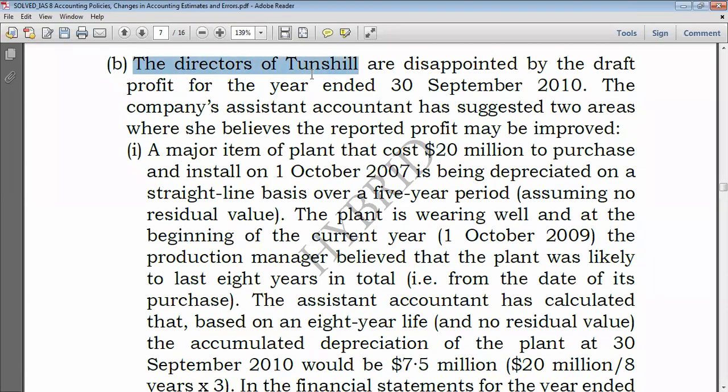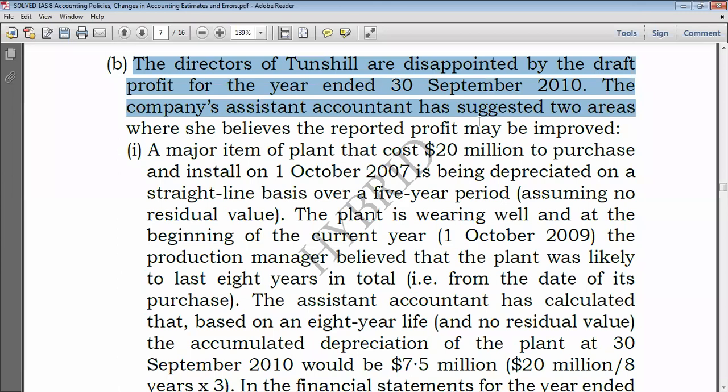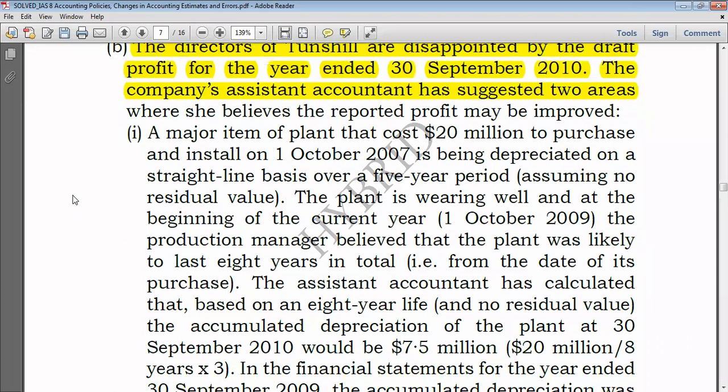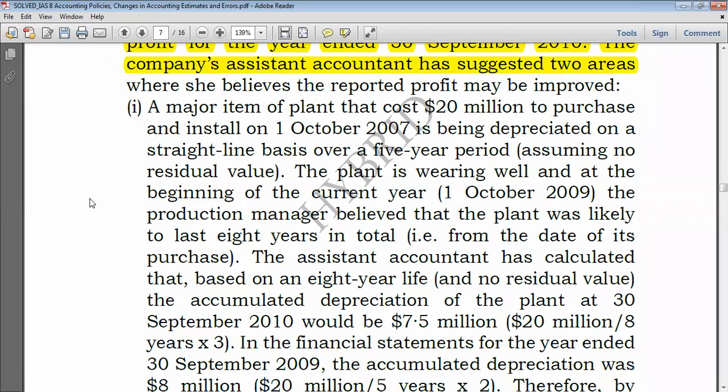We are told here that the directors of Tanshil are disappointed by the draft profit for the year ended 30 September 2010. The company's assistant accountant has suggested 2 areas where she believed the reported profit may be improved. So actually the directors see that the profit is disappointing. Maybe it's too low compared to the expectations, and they're disappointed. And the assistant accountant has made a review, and she's giving a report on how the reported profit may be improved. Now, this is a suggestion. Roman 1. This is what the assistant accountant is saying.